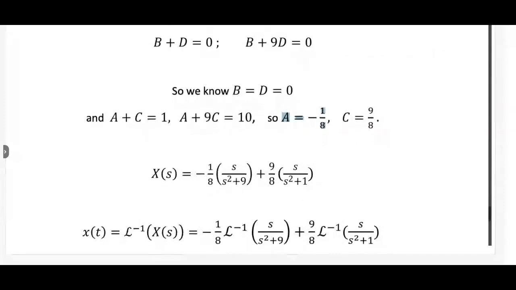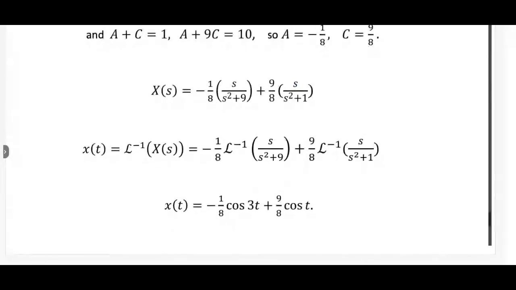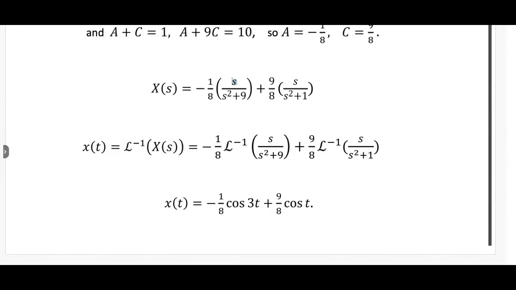Okay, with a and c solved, we'll put it back in the form. So a s is negative 1 over 8 s. Then c is 9 over 8, so we still have c s, 9 over 8 s. Now we're in the right form. We have s over s squared plus 3 squared. We have s over s squared plus 1 squared. Remember the 3 squared, 1 squared is a k squared. Okay?